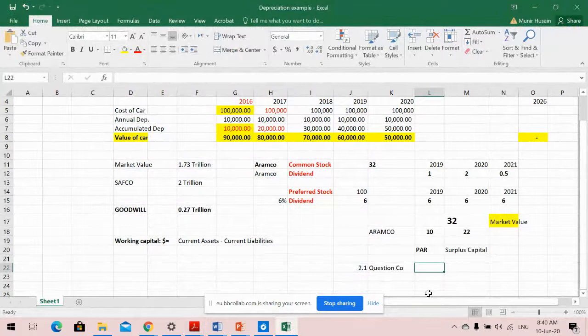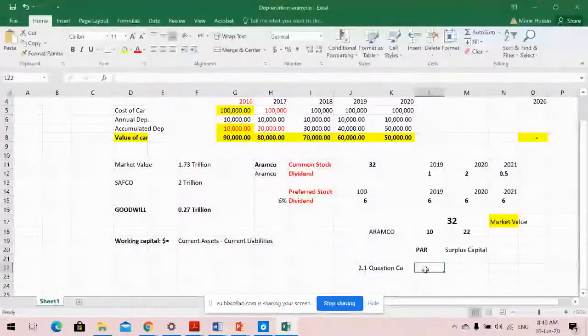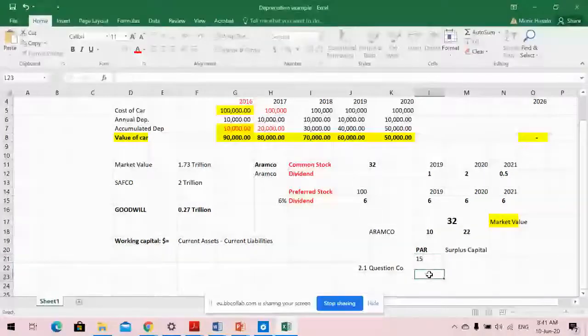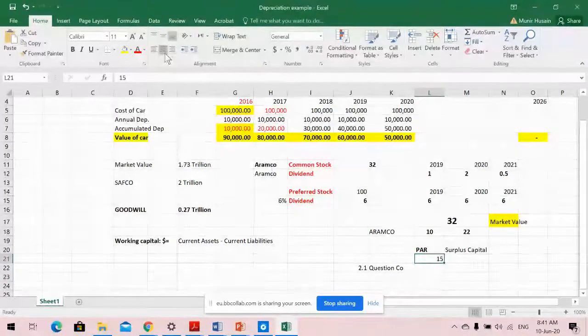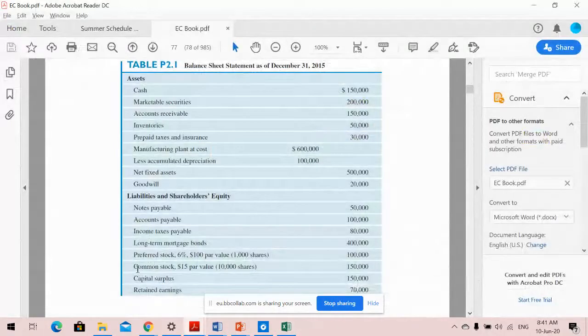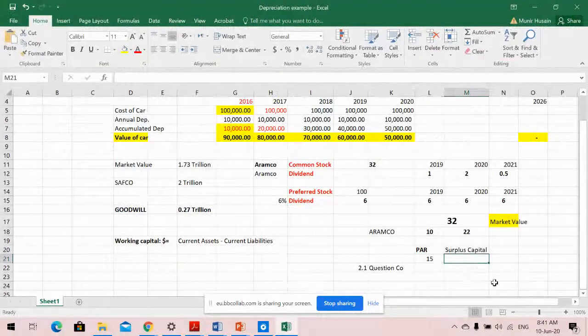Okay, now in the question itself, what is the par value of the 2.1 question here? If you look at the question, 15 is the par value. I will just write it here, 15, right, which is given. What is the surplus value? We don't know. Do we know what is the surplus value?